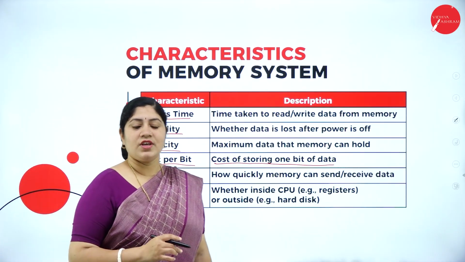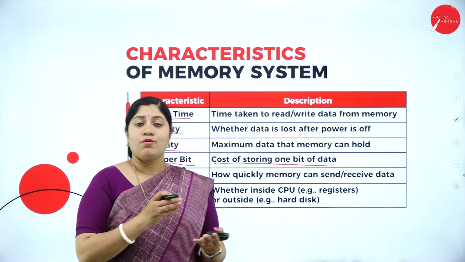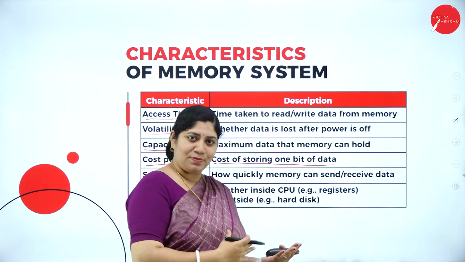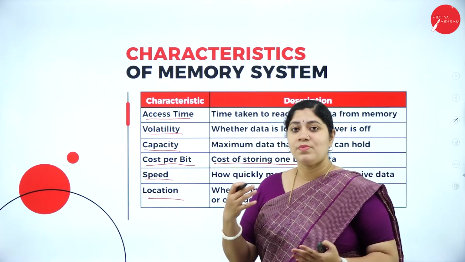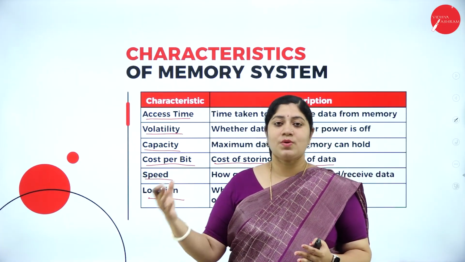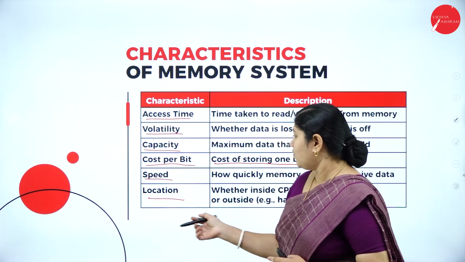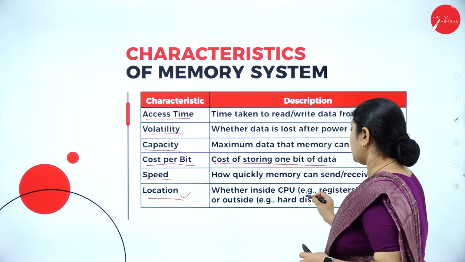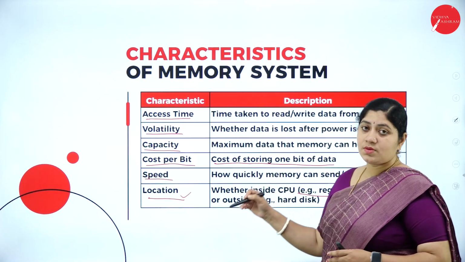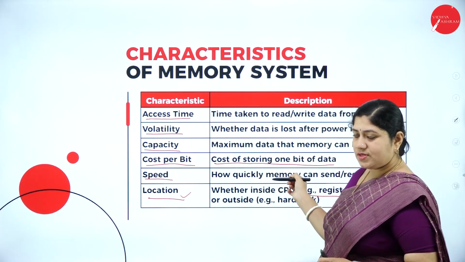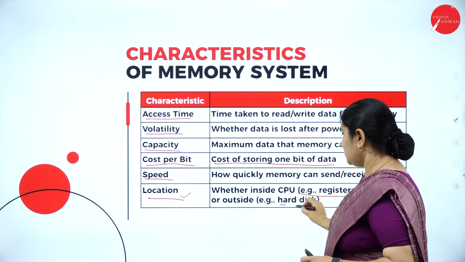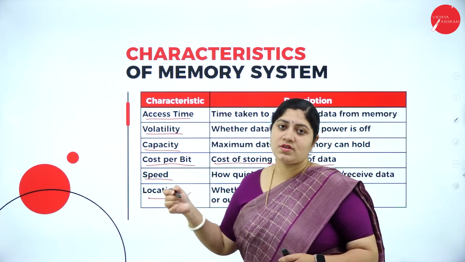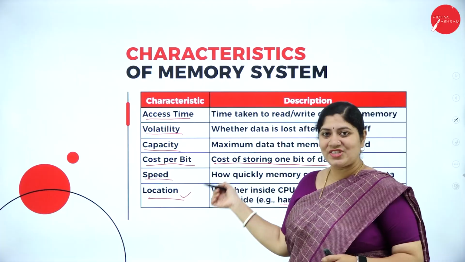So we have to be clear where my memory has to be placed. Either it has to be placed inside my CPU or on an external device or a peripheral device. That's what location is. Inside the CPU, we can give the example of a register, and outside we can consider a hard disk. So these are a few basic as well as important characteristics of a memory system.